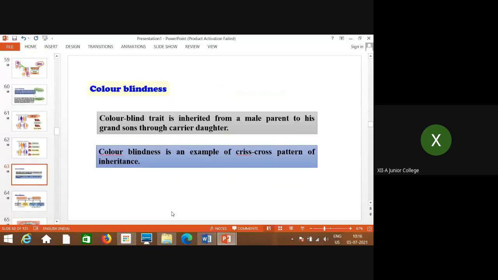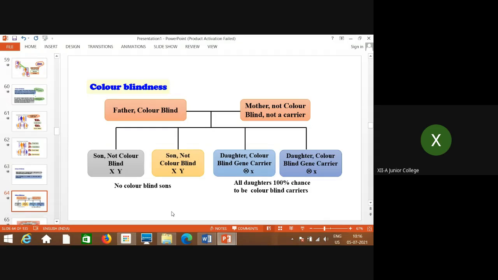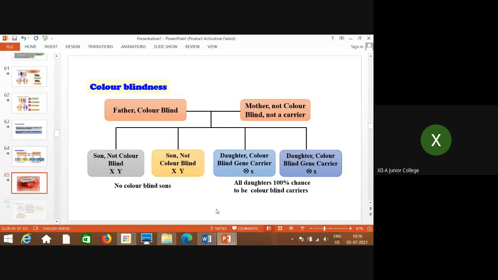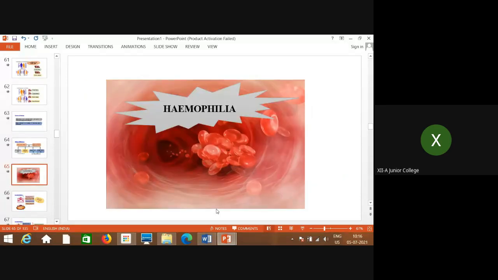So colorblind trait is inherited from a male parent to his grandsons through a carrier daughter. And that's why this colorblindness example is the example of crisscross pattern of inheritance. This is shown in this chart form. That is the same example. Father colorblind, mother normal. Out of four offsprings, sons both normal, whereas both daughters colorblind. Then in the second generation also the same thing happens as I explained.